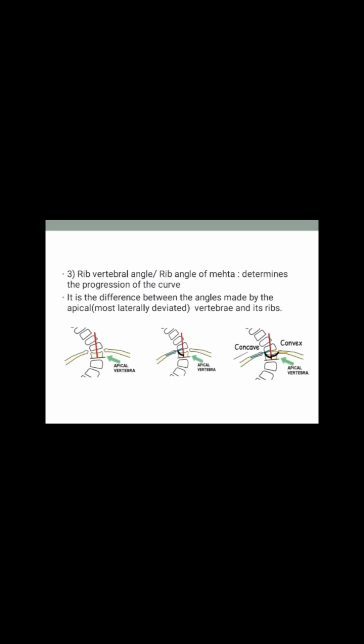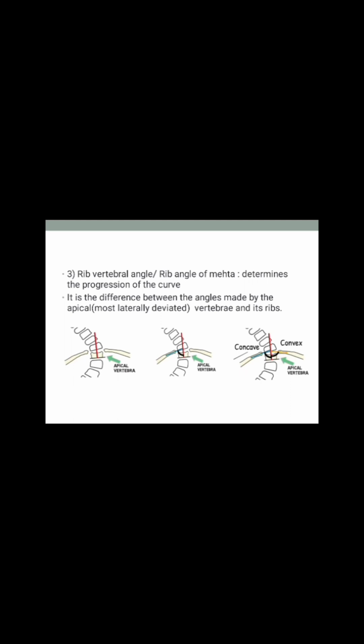Rib vertebral angle, also called the rib angle of Mehta, determines whether the curve is going to progress or not. It is the difference between the angles made by the apical or the most laterally deviated vertebra and its ribs. So let's look at the first picture. You need to draw a parallel line to the vertebra. Secondly, you need to draw a perpendicular line to this vertebra. That is the red line in this picture. Now let's come to the second picture.